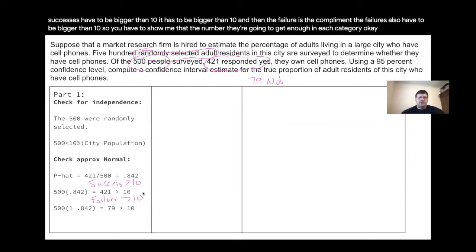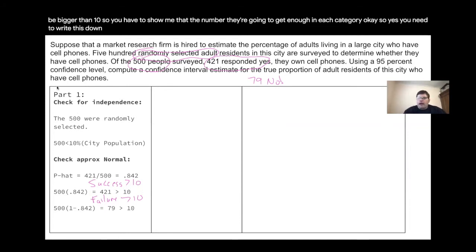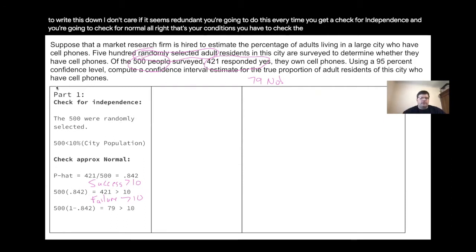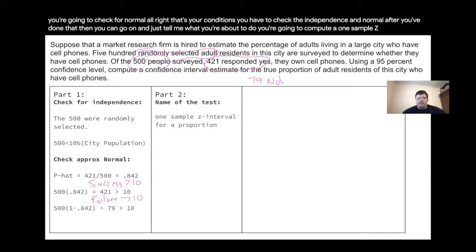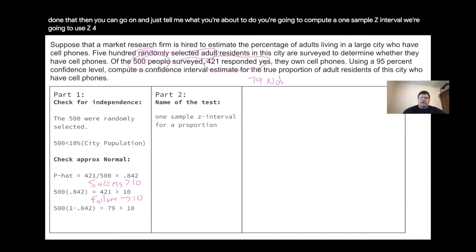So yes, you need to write this down. I don't care if it seems redundant. You're going to do this every time. You're going to check for independence, and then you're going to check for normal. That's your conditions. After you've done that, then you can go on and tell me what you're about to do. You're going to compute a one sample Z interval. We're going to use Z for Z scores on a proportion. So we're going to compute a confidence interval on a proportion.